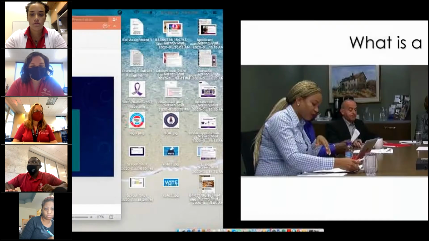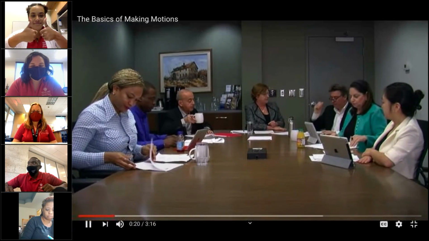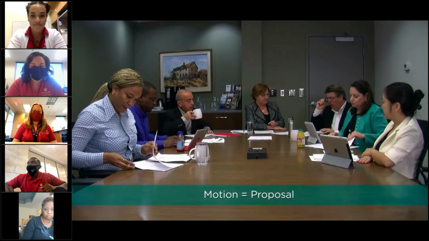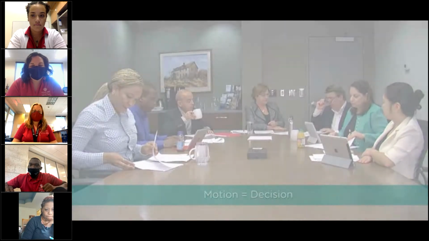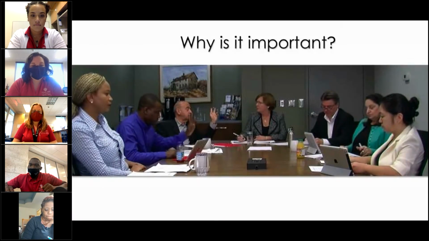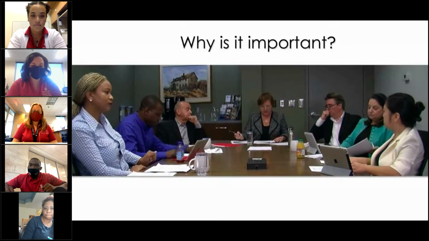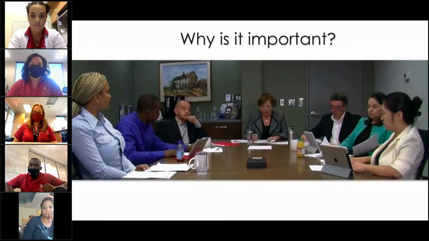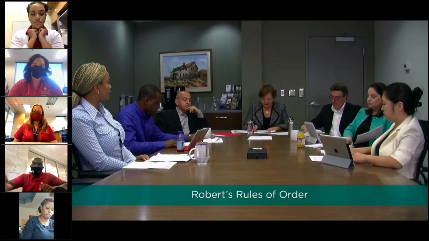A motion is a proposal for action by a board of directors. The board needs to decide what it will do with each motion presented in the agenda. Motions are the way that a board of directors makes decisions and gives direction. The way a board handles motions is at the heart of how efficient and effective it is in its decision-making. A skilled chair will follow some level of parliamentary procedures. The most common is Robert's Rules of Order. In fact, some association bylaws require the use of Robert's Rules.